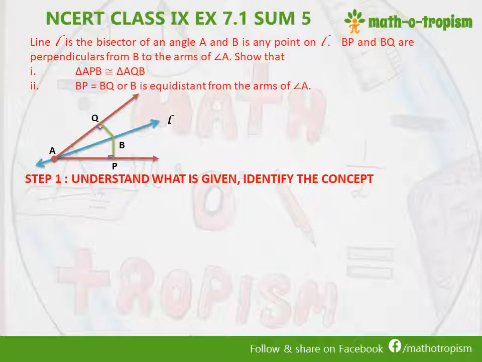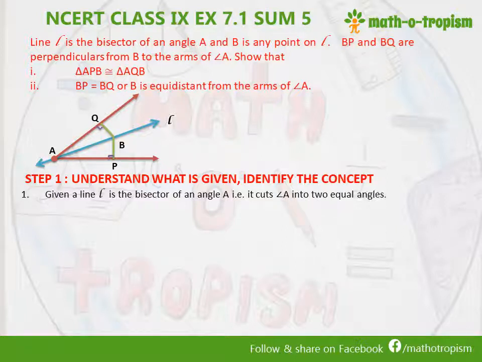So the first step is understanding what is given and identifying the concept. We have been given a line L is the bisector of an angle A, which means it cuts the angle A into two equal halves. So if it is cutting the angle A into two equal halves, it means that angle BAP will be equal to angle BAQ, and both will be half of the total angle QAP, that is angle A.